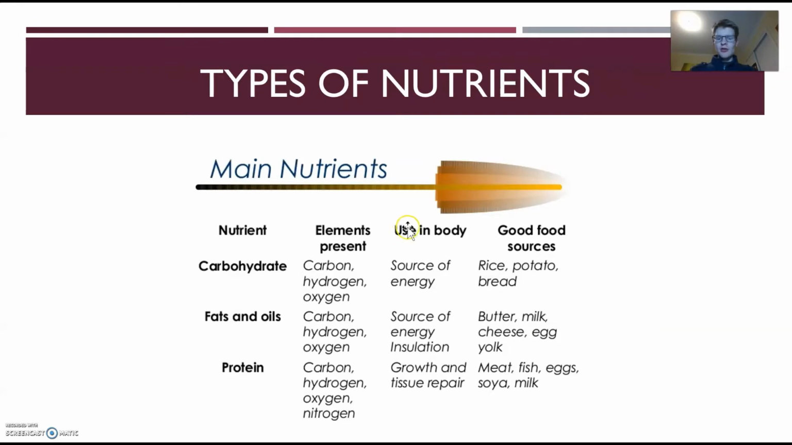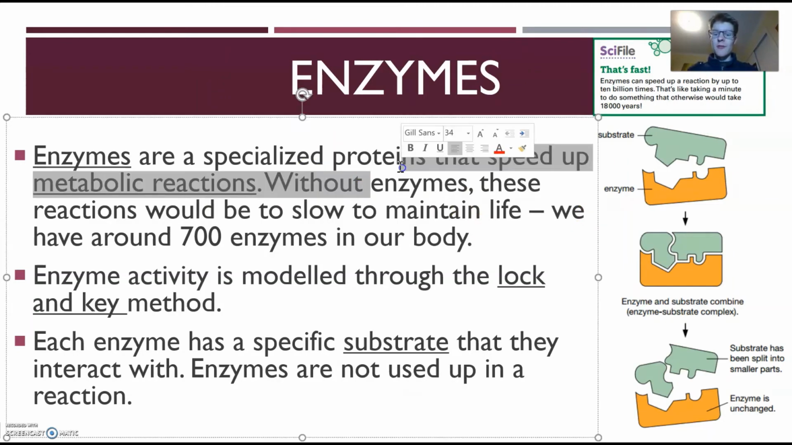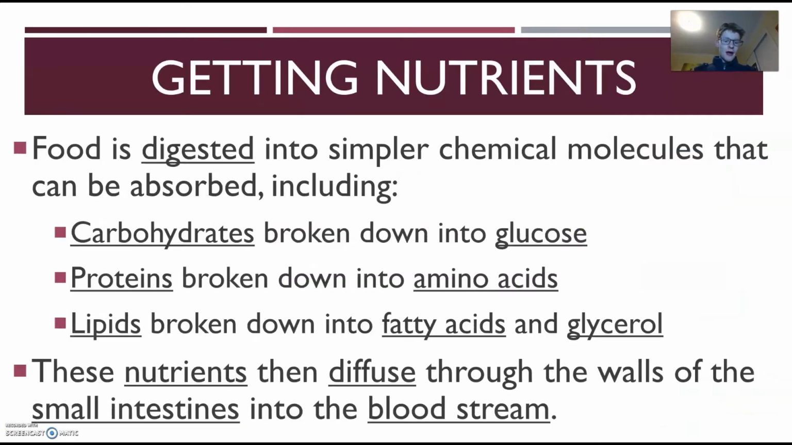And our body uses these different fundamental pieces in different ways. For example, we use glucose as a source of energy. That's why carbohydrate is good for energy. We also use fats and oils as a source of energy and insulation. And we use amino acids from proteins as a source for growth and repair and making more enzymes, because remember, enzymes are made from proteins. They were made from amino acids.